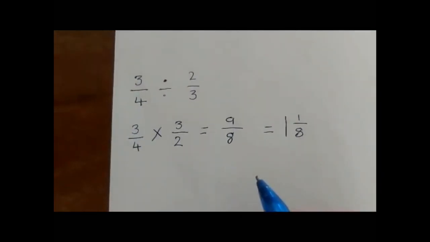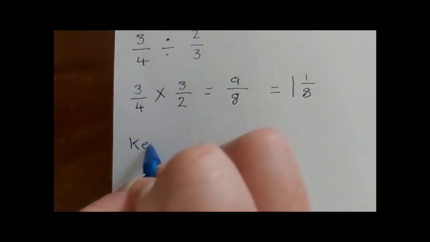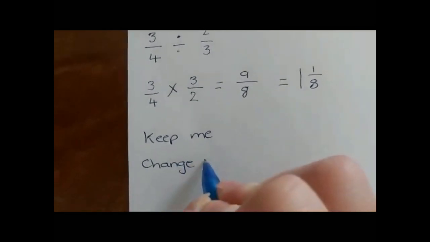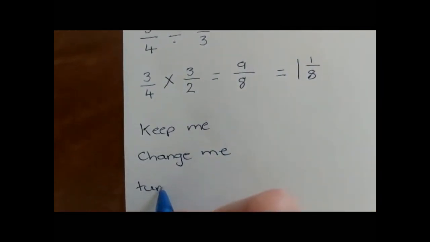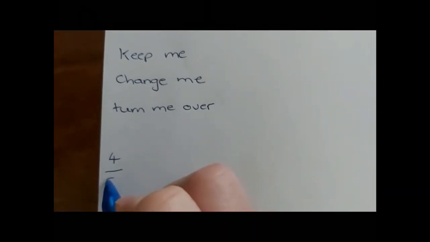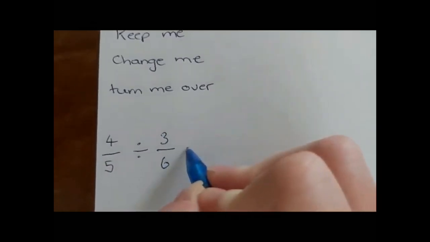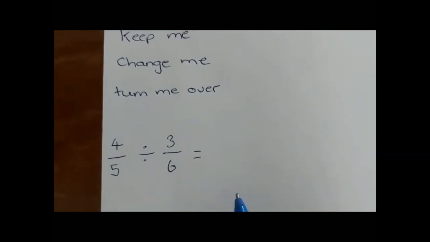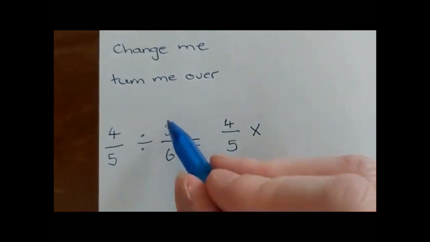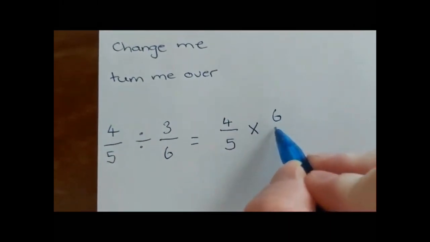Okay, so what we need to remember for dividing are my rules: keep me, change me, and turn me over. We'll do one more division as an example to remember. So if we had 4/5 and we're going to divide that by 3/6. Okay, so we're going to keep me, change me, turn me over. We're going to keep the first fraction. We're going to change the division into a multiplication, and we're going to turn over the second fraction.